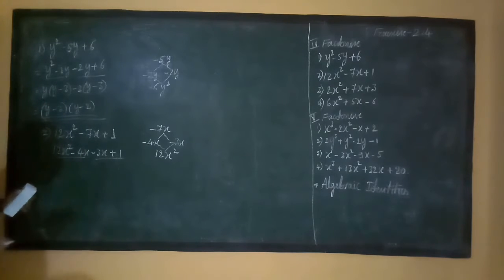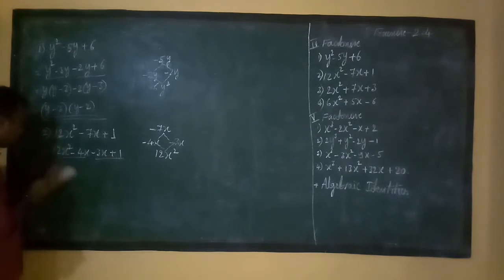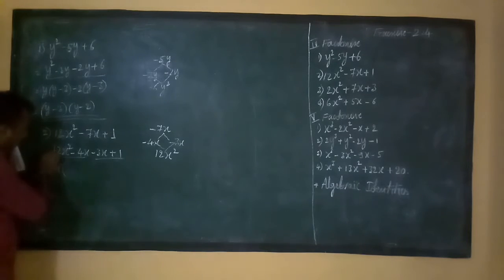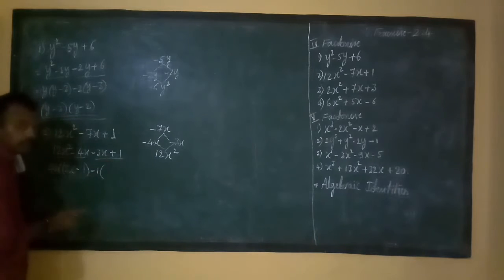Next, in 12x square and 4x, take out the common factor: 4 is common and x is also common. The remaining is 4 times 3 is 12, so 3x. In minus 3x plus 1, there is no common factor, one is a factor of every number.